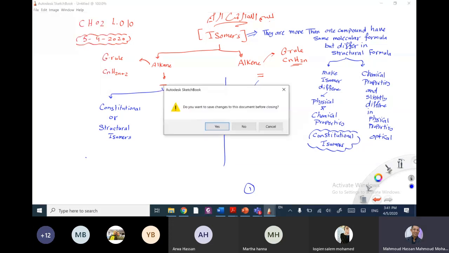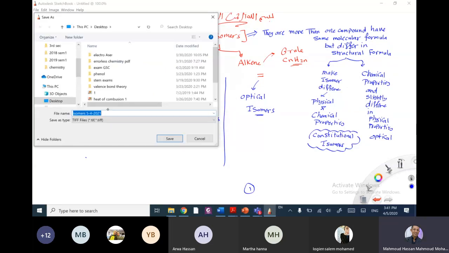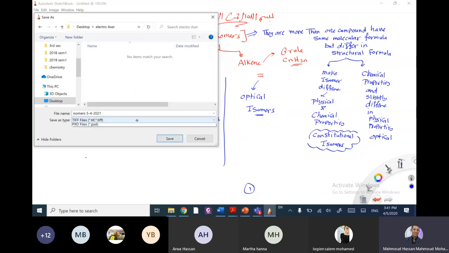File. Desktop, I need the desktop. Source chemistry. Okay.